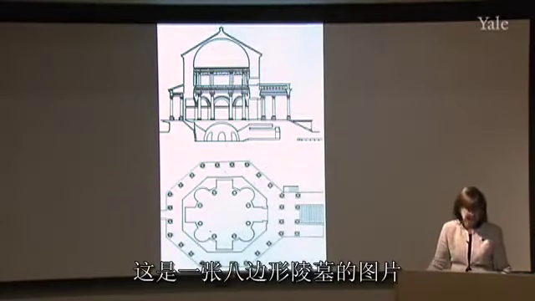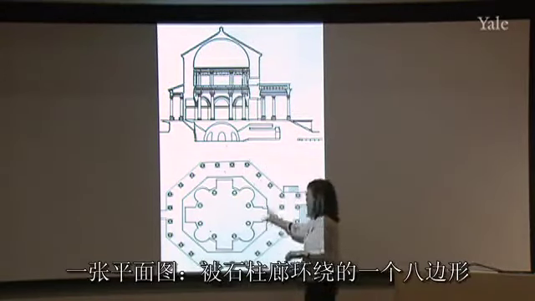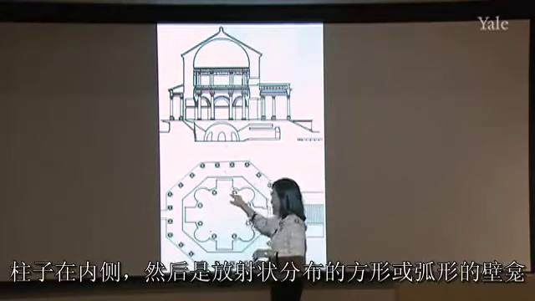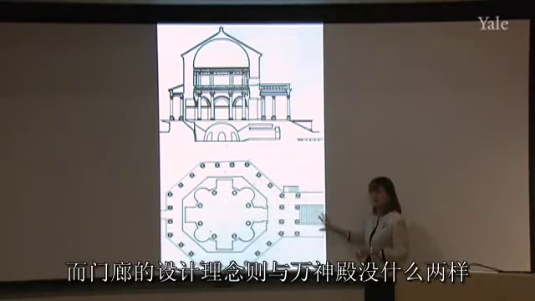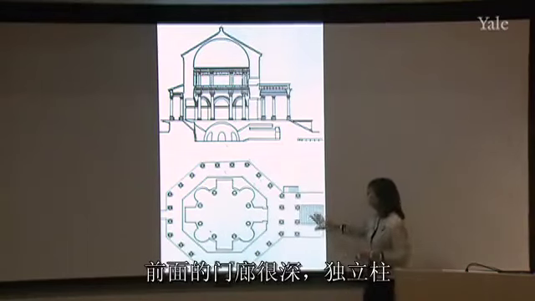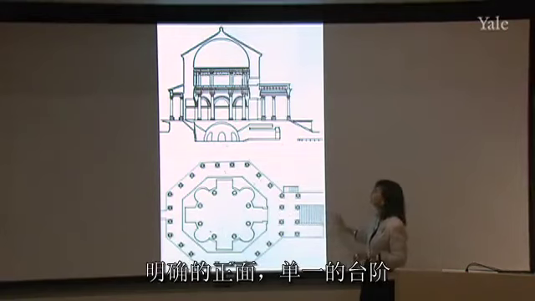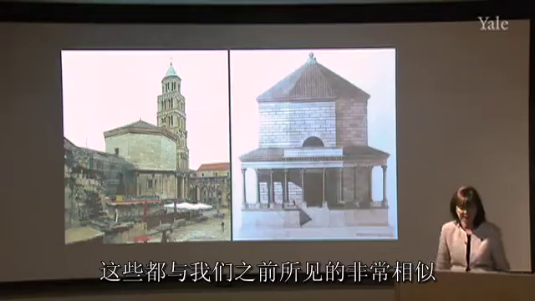Here a view of the octagonal tomb. The plan of that tomb, an octagon with colonnade around it, columns on the inside radiating rectangular and curved niches, but a porch, the whole idea of the porch, not unlike the Pantheon, except that it's octagonal instead of round, porch on the front, deep porch, freestanding columns, facade orientation, single staircase. So this is very similar to things that we've seen earlier.